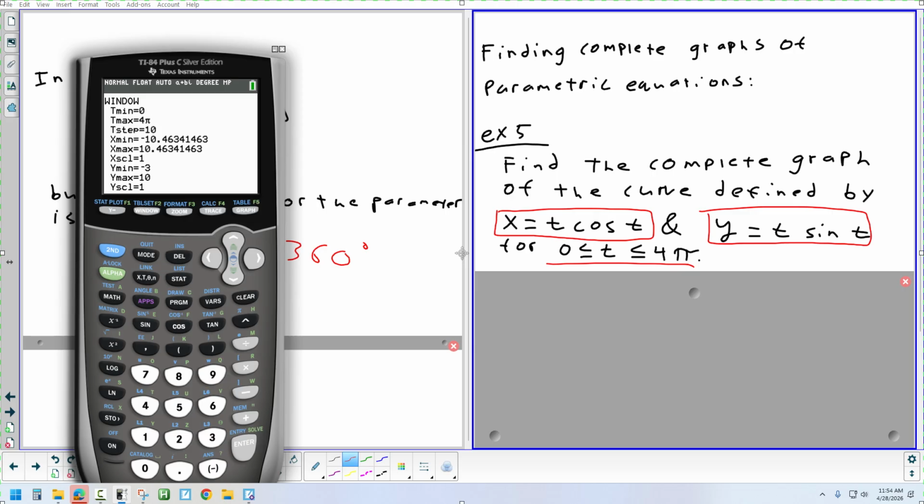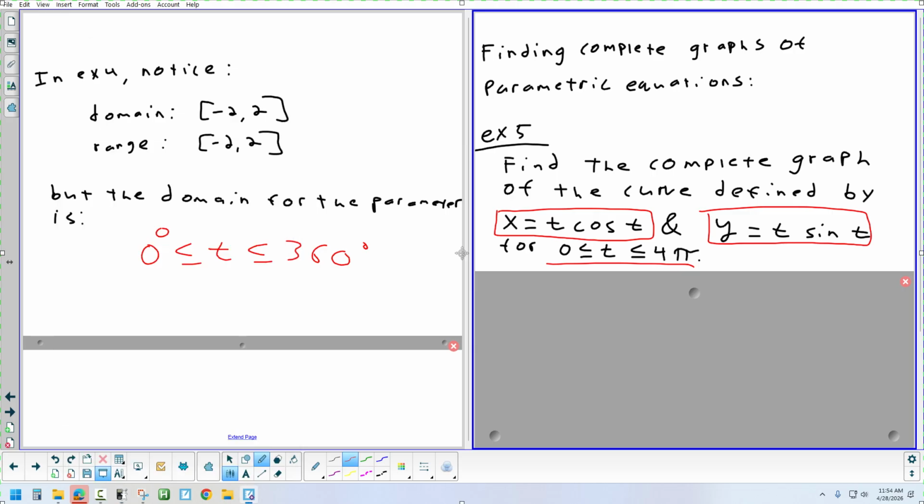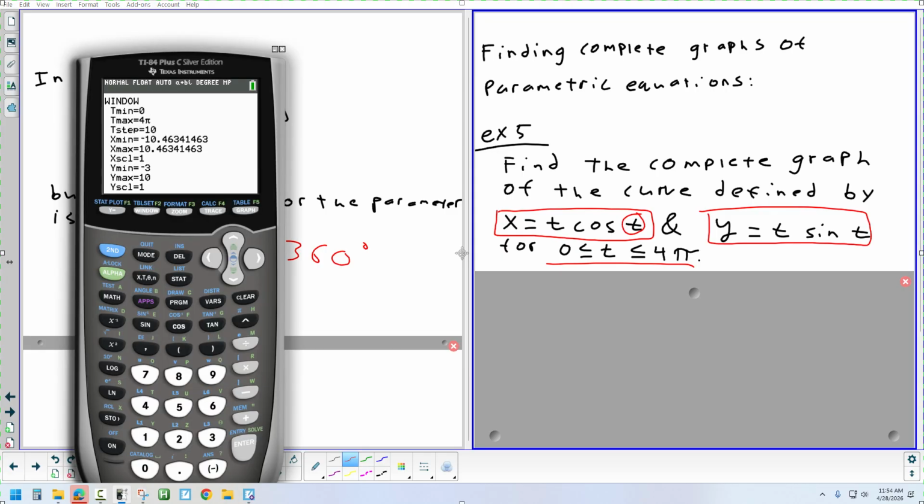Now, t is an angle. I know it's an angle because it's right next to a trig function. They used 4 pi. What units does that mean they used? Radians. They didn't tell me radians. I have to know by looking at it that t is an angle and there's no degree symbol. So let's switch to radians.